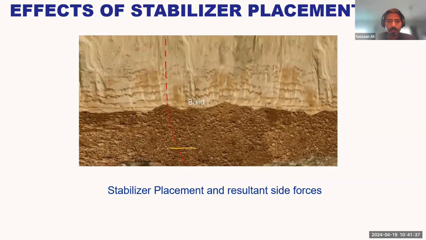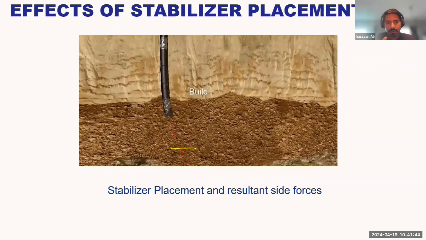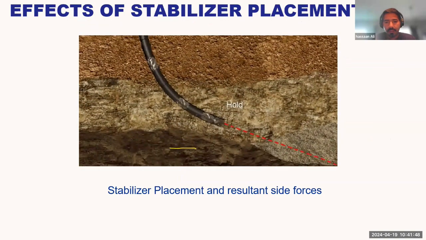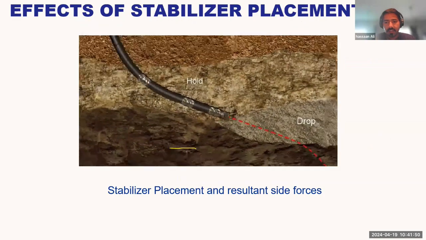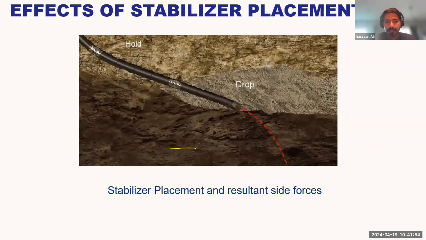So you can see in this video, you will have your vertical section, and then you will have your build section in which you will have your curved trajectory, and then you will hold, and then you will drill your tangent section. And once you have drilled your tangent section, you will drill your drop section.